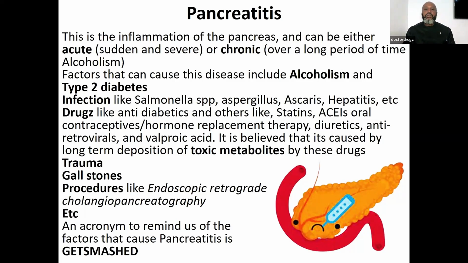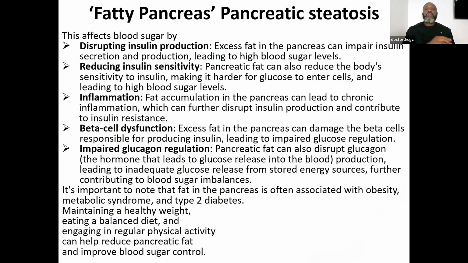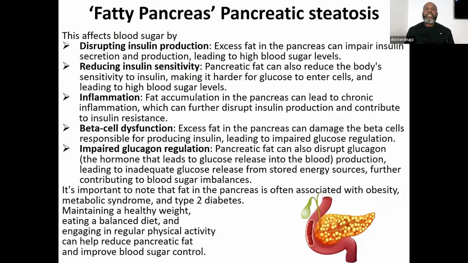Of course, procedures like endoscopic retrograde cholangiopancreatography can actually lead to that as well. Fatty pancreas is something that happens to certain people. Just as people can accumulate fat in different parts of the body, it's possible to accumulate fat in the pancreas that we know produces insulin that helps us to regulate sugar. Of course, this affects blood sugar by disrupting insulin production, reducing insulin sensitivity, inflammation, beta cell dysfunction.